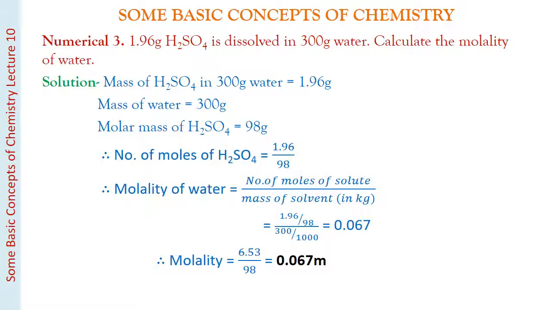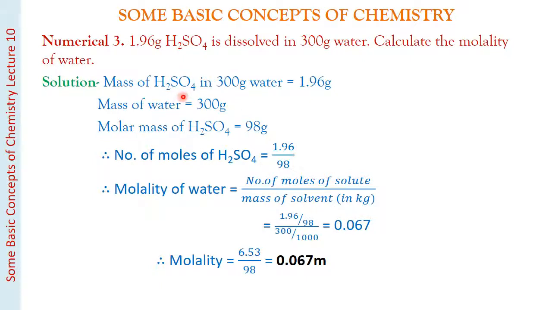The next question we have is that 1.96 gram of H₂SO₄ is dissolved in 300 gram of water. You have to calculate the molality of the solution. So basically you have the weight of the solute, you can find the moles of the solute, and you have the mass of the solvent also. So you can directly put in the formula of molality, which is the number of moles of the solute divided by the mass of the solvent in kilograms.